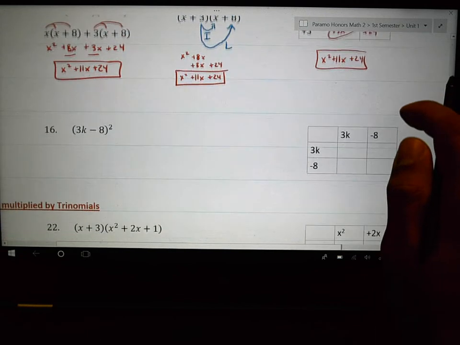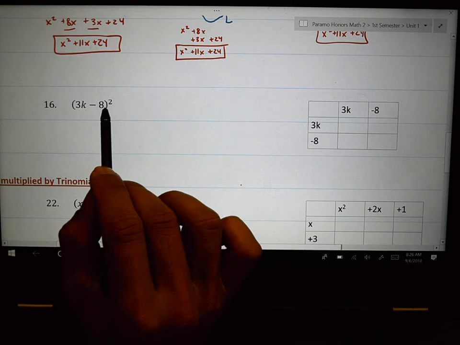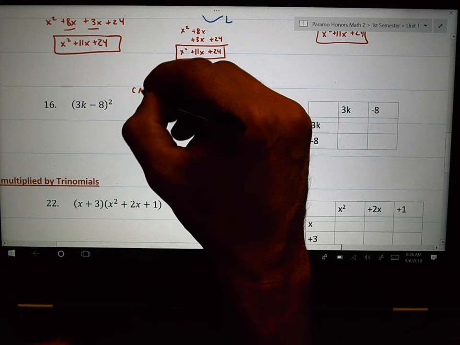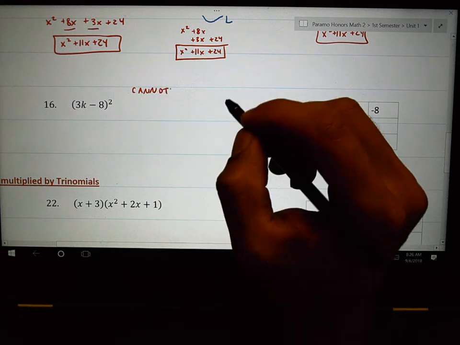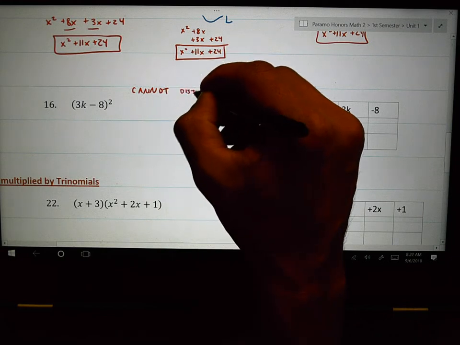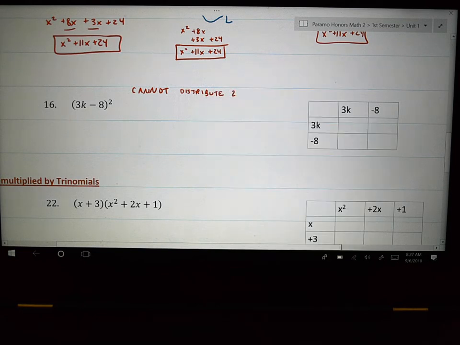Where students make small mistakes. Let's talk about that. I chose 16 because of the small mistakes students make. 3k minus 8. The quantity of 3k minus 8 squared. What you cannot do here, let me even just write that out, cannot distribute the 2. That word is not even correct, distribute. Because it's so common for students to make a mistake here.